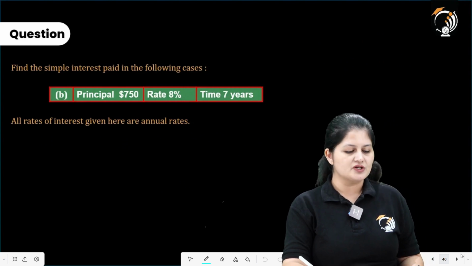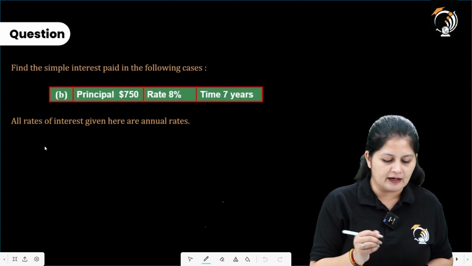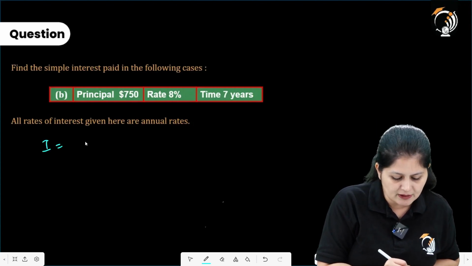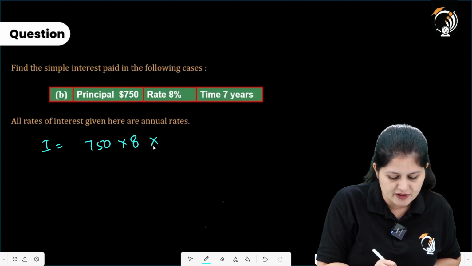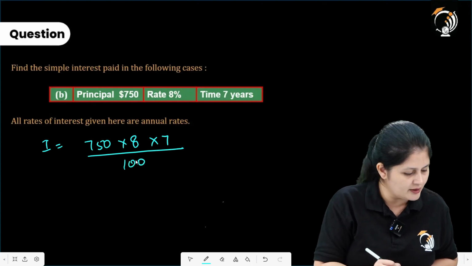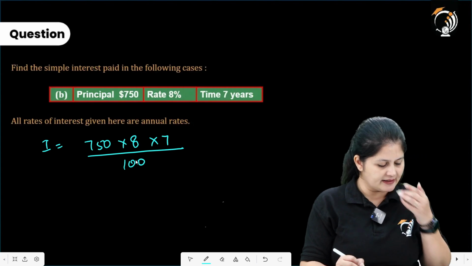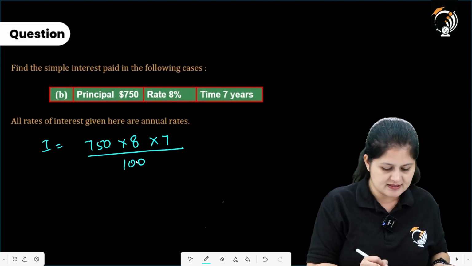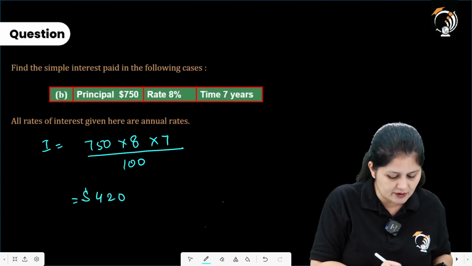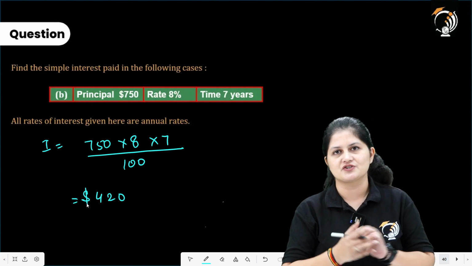Moving to the next question here. Again, if we need to find out the interest here, right? So interest is going to be the same thing, PRT over 100. So that is going to be principal multiplied with the rate of interest multiplied with the time for which the amount is lent, over 100. Let's do this calculation. What are we getting here? So after doing this calculation, we are getting this as $420. That is the interest being charged. Okay.